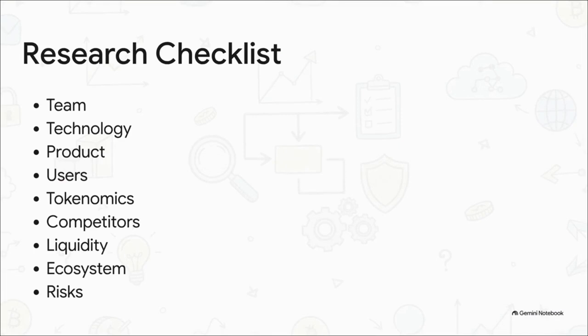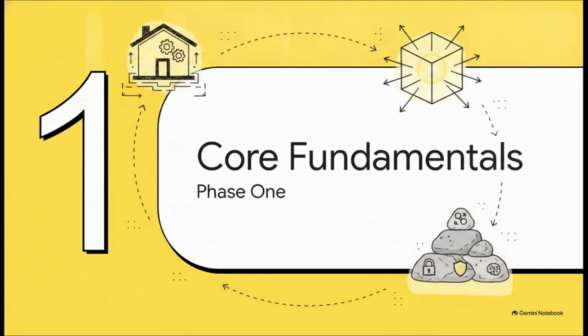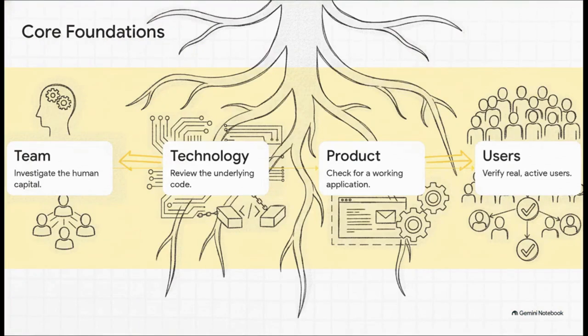Okay, at first glance, this massive 9-point checklist, starting at team all the way down to risks, might look a little overwhelming. But honestly, don't worry. We're going to break this whole thing down step by step so you understand exactly what to look for at every single stage of the game. All right, let's jump right into phase 1, core fundamentals. These first 4 items on our list form the absolute foundational bedrock of any crypto asset. Before we even think about pulling up market prices or trading charts, we have to rigorously interrogate what the project actually is at its core, and frankly, whether it even has a real reason to exist.